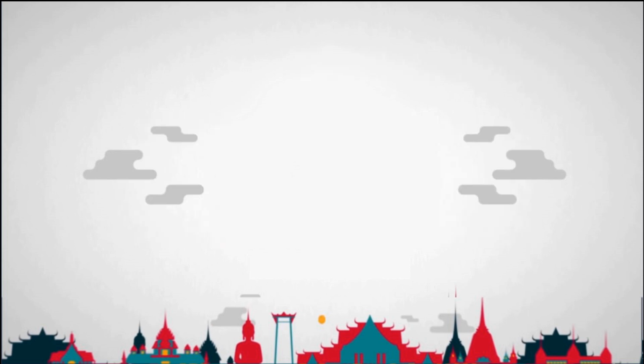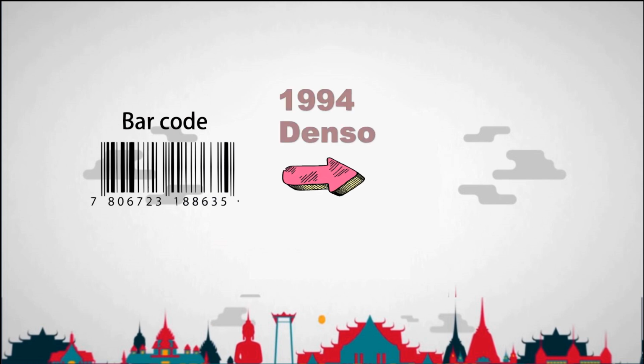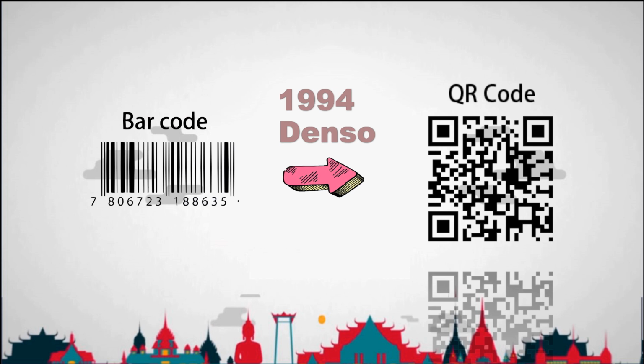QR code is the abbreviation of Quick Response Code, which is derived from barcode. You should be familiar with barcodes that you can always see on the back of products in supermarkets. Each barcode is a string of numbers. In 1994, Denso Wave invented the two-dimensional code, QR code.